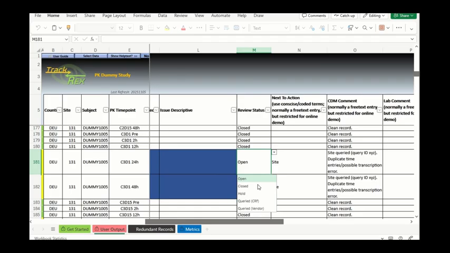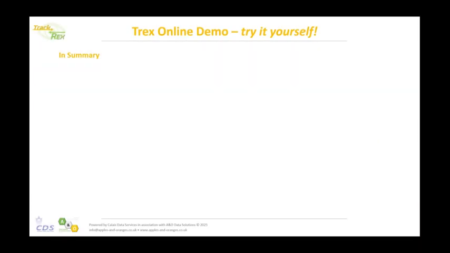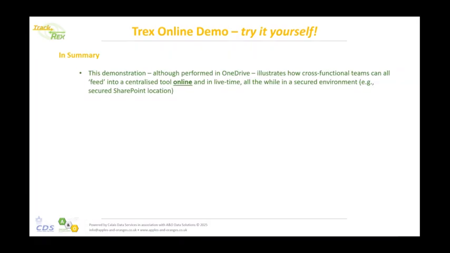As a reminder, let's look at the before and after to show how data corrections are reflected when the TrackREX program is updated with fresh data. In summary, this demonstration, although performed in OneDrive, illustrates how cross-functional teams can all feed into a centralized tool online and in live time, all the while in a secured environment, for example, a secured SharePoint location.